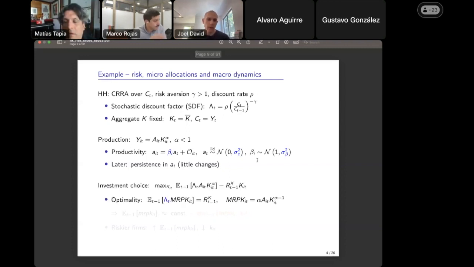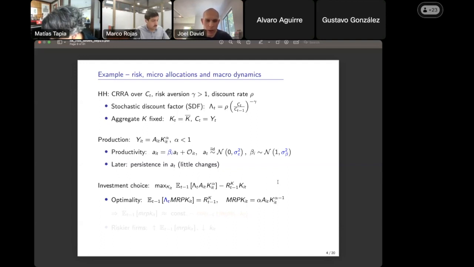Great. So the firm's investment choice is completely standard. The firm chooses capital at the end of period t-1 for use in production in period t to maximize expected discounted profits, where importantly, the firm uses the household's discount factor to discount cash flows. The optimality condition just says that the expected discounted marginal product of capital is set equal to the rental rate. And in this right-hand equation, I'm just showing you the definition of the marginal product of capital.